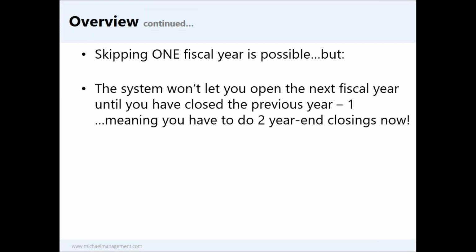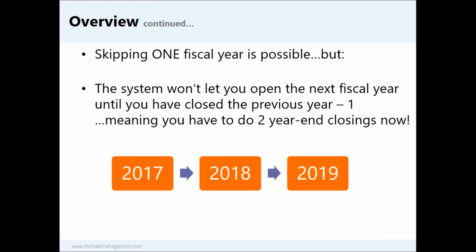The only problem then is at the end of next year. When at the end of 2018 you're trying to open up 2019, you will get an error message. So we're at the end of 2017 now. If we decide to skip the closing of 2017 going into 2018, the system allows us to do that. But then when we're at the end of 2018 and we're trying to open up 2019, we'll get a hard error message, and the system says you can't do that because you already have 2 open fiscal years, and that's the max that's allowed. So you now have to do 2 year-end closings back to back.